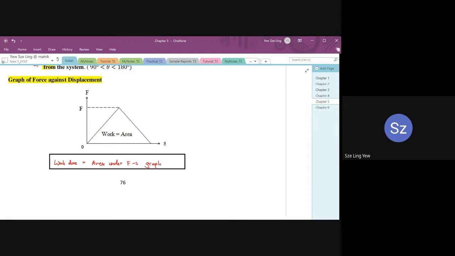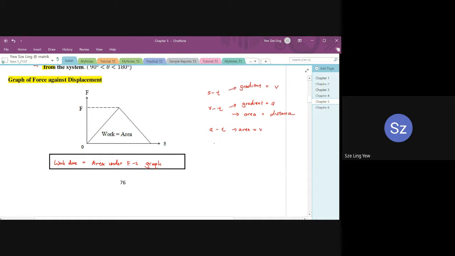So up until this subtopic, how many graphs do we have right now? So let us do a quick recall. In Chapter 2, we have the s against t graph, where its gradient, okay, represents velocity. The area has no meaning. But when you have a v against t graph, the gradient gives you acceleration, and then the area gives you distance. And now when you have an a-t graph, actually the area gives you velocity, but it's not a very meaningful value, all right?